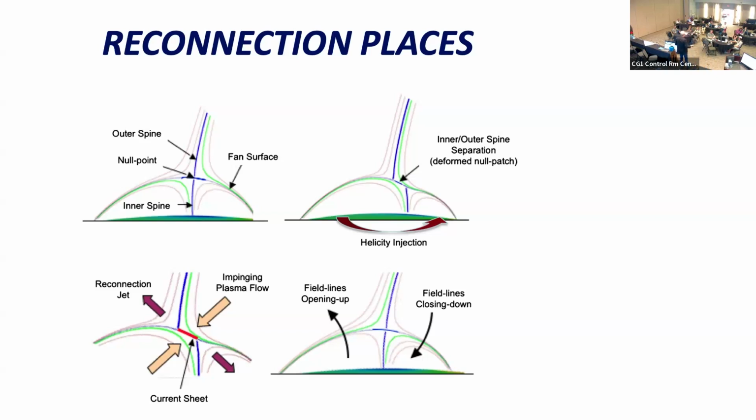And if you try to propagate waves, they accumulate in that place, and therefore they develop very intense currents. And typically things like this happen, and you form current sheets and reconnection. If you rotate around, you can inject helicity, and you can cause these things to erupt.